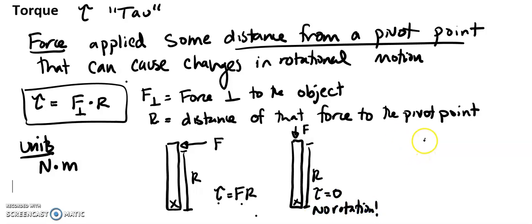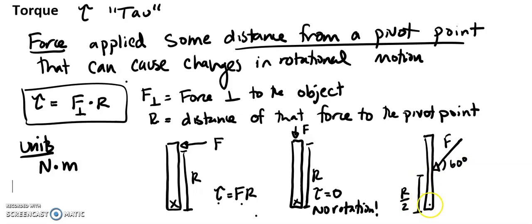Cool. Now let's try something else. Let's say we apply some force at an angle. Let's say this is your force, and you apply it at a 60-degree angle, some distance, let's say r over 2, from your pivot point. And again, x is the pivot point in all these problems. Is this force completely perpendicular to the lever arm? No, it is not in this case.